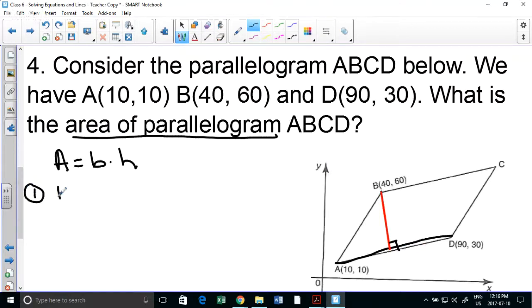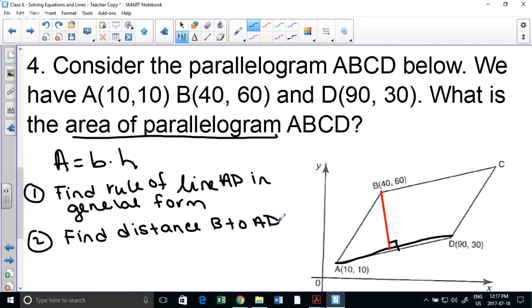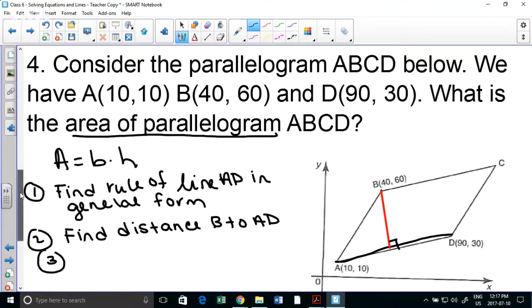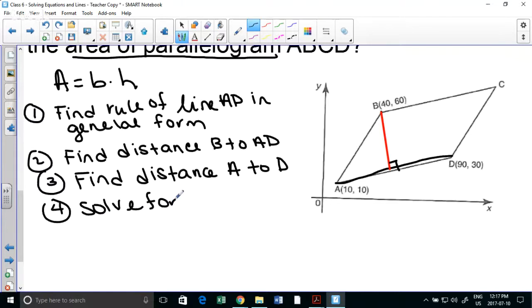So step 1, find the rule of line AD in general form. 2, find the distance B to AD. 3, find the distance A to D. 4, solve for area. So we're going to start off with this problem, but I really, really want you to have tried it.